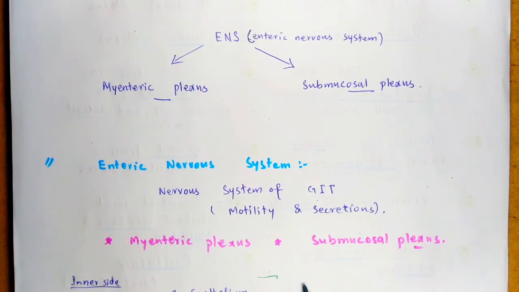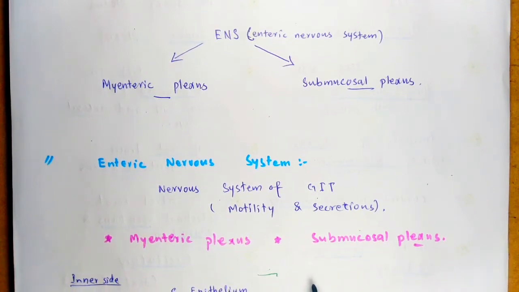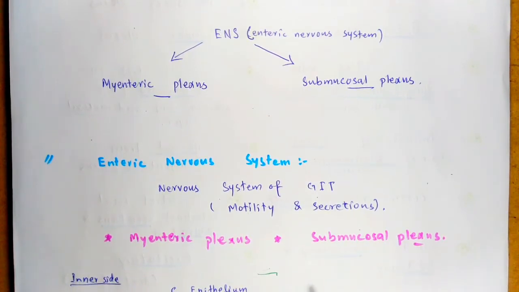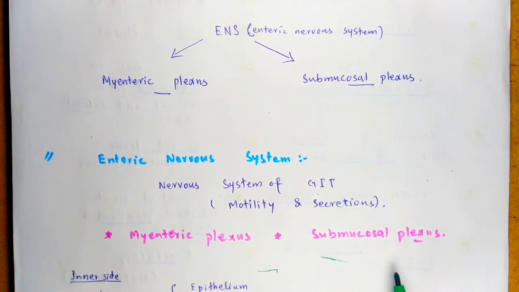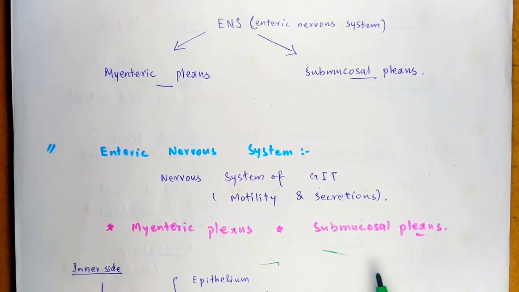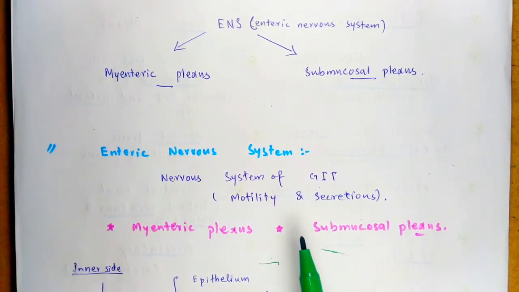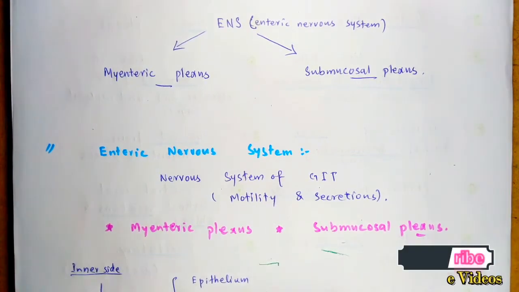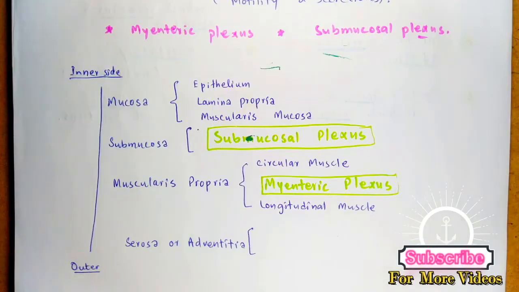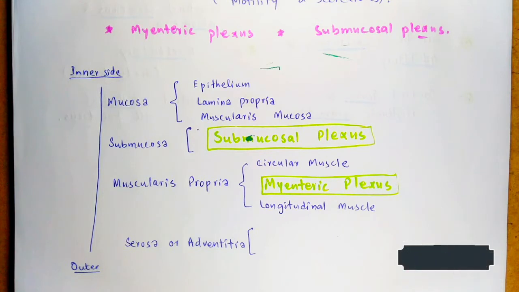The myenteric plexus is an outer plexus that mainly controls gastrointestinal tract motility, while the submucosal plexus is basically concerned with the secretion of the gastrointestinal tract. So in this video I'll explain the differences between these two plexuses of the enteric nervous system: the myenteric plexus and the submucosal plexus.